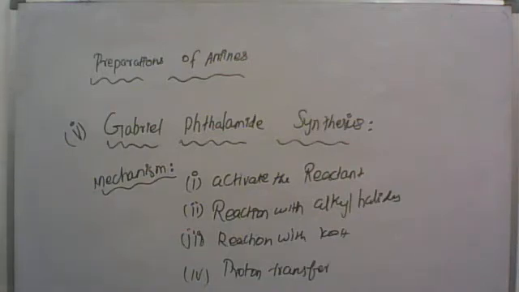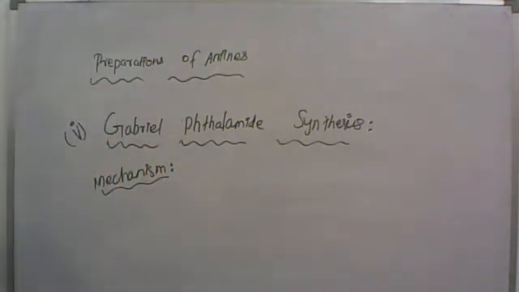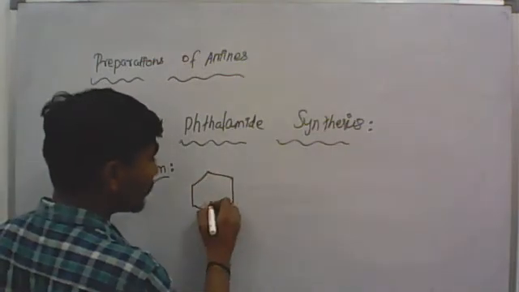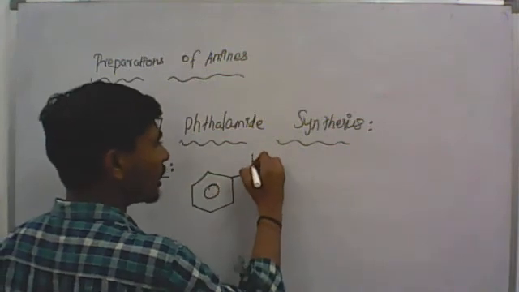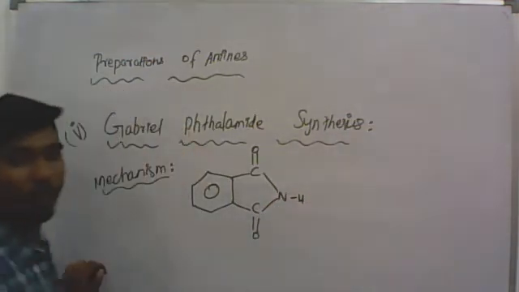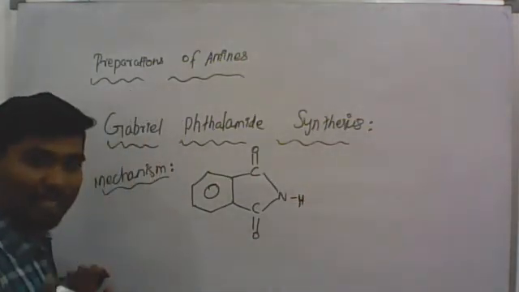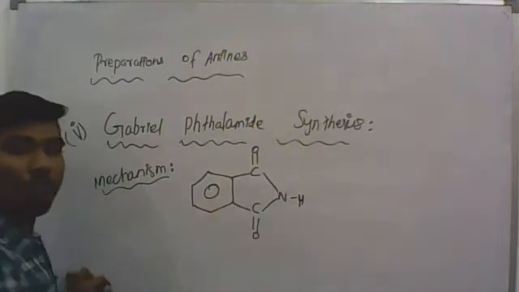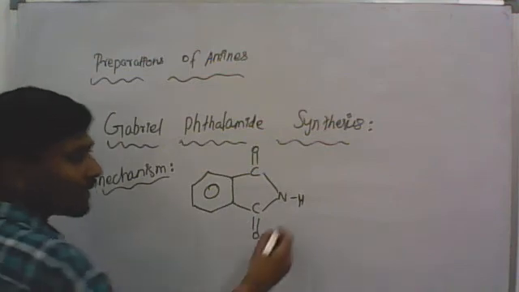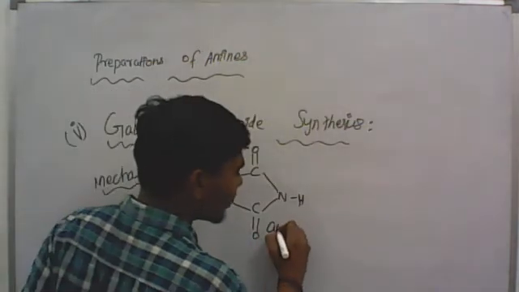So see the mechanism. In the first step, activate the phthalimide. What is the structure of phthalimide? This is the structure of phthalimide: C double bond O, C double bond O, and NH. See here, this is the hydrogen. The hydrogen is highly acidic in nature. Why? Because it has two electron withdrawing groups. The carbonyl carbon is highly electron withdrawing, it withdraws electrons from the nitrogen. So it is a highly acidic proton.